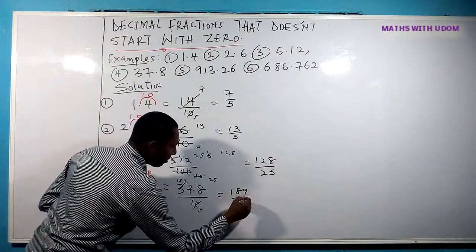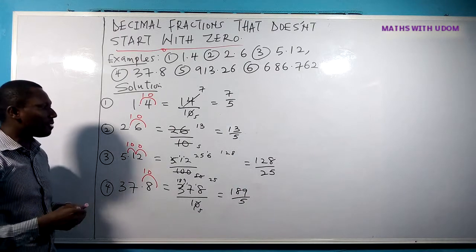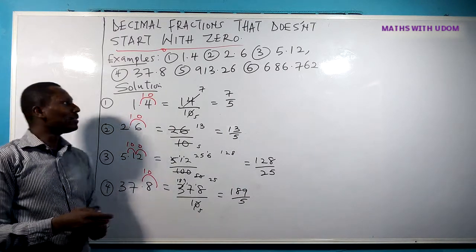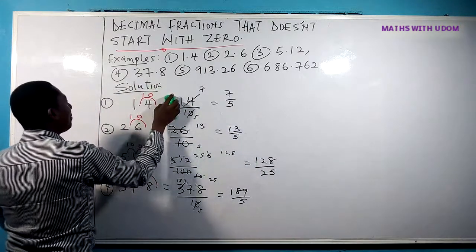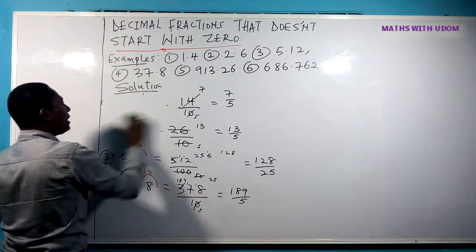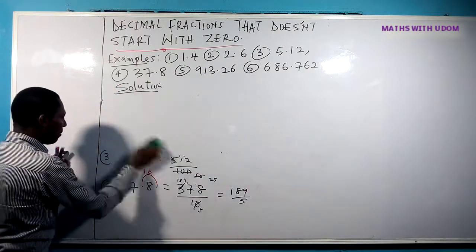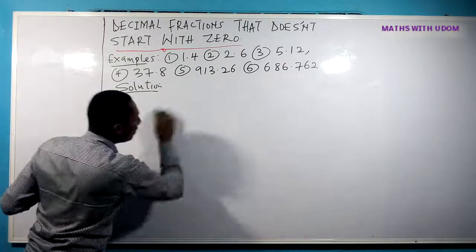189 divided by what? Divided by 5. 189 divided by 5, which is another improper fraction. Okay? So we have 2 examples left. Let's quickly look at them. 2 remaining examples, which is example 5 and example 6.